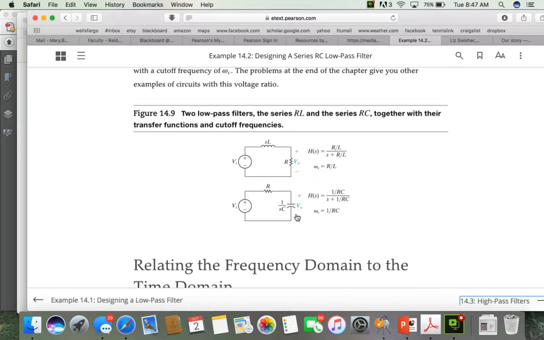All right, so here are the two low-pass filters shown together, the RL and the RC, along with their equations, their transfer functions, and their cutoff frequencies. So this provides a nice summary of the equations associated with the two low-pass filters, as well as the low-pass filter design.